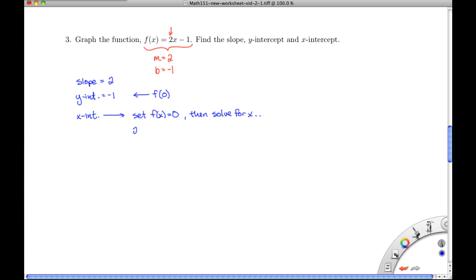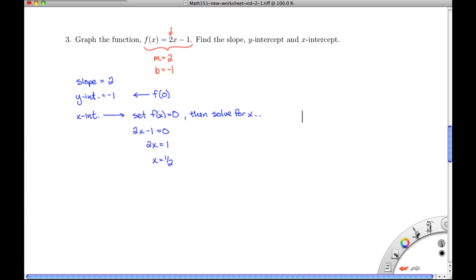So we'll take our function, which is 2x minus 1. We're going to set it equal to 0. And first we'll add 1 to both sides. So we'll get 2x is equal to 1. We'll divide both sides by 2. And we get x is equal to 1/2. So there's our x-intercept.